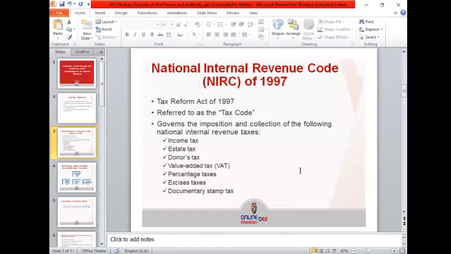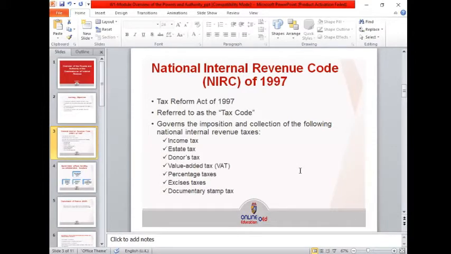Also, the value-added tax, which is an indirect tax where the tax burden is transferred to other taxpayers, together with the percentage tax. Excise tax is the tax that we charge on commodities to reduce the consumption or the demand for it. And even the documentary stamp tax, which is a stamp under the authority of the BIR to be posted on public documents.